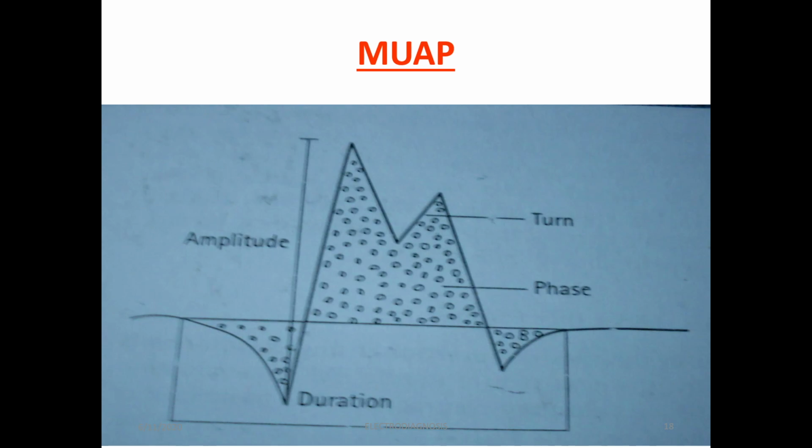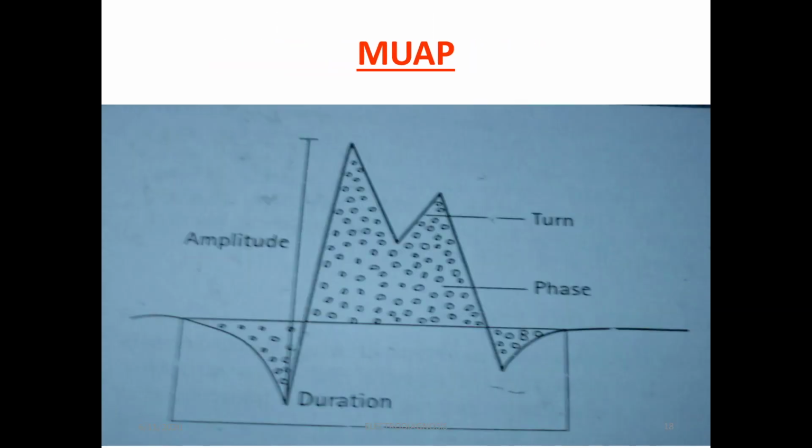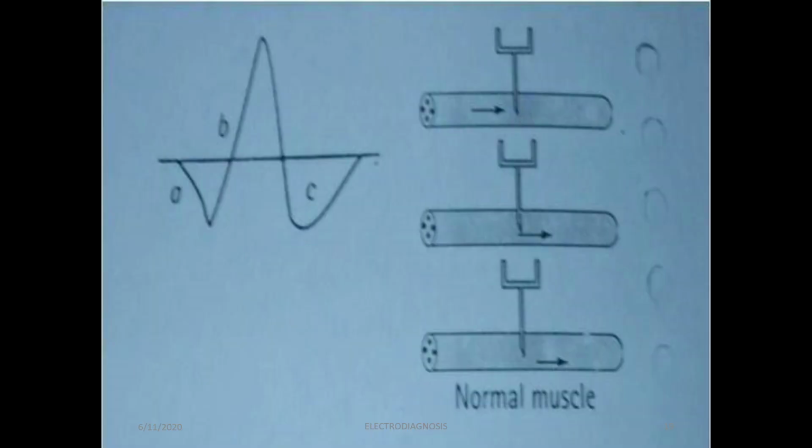One is frequency. Frequency means how many MUAPs are formed in 1 second. And sound is also one of the characteristics for diagnosis purposes. So this is how the MUAP is formed, A, B, and C. A is formed whenever the impulse is passing towards the needle. B will be formed whenever the impulse passes under the needle, and C will be formed whenever the impulse is passing away from the needle. So this is A, B, and C: impulse passing towards the needle, under the needle, and away from the needle.